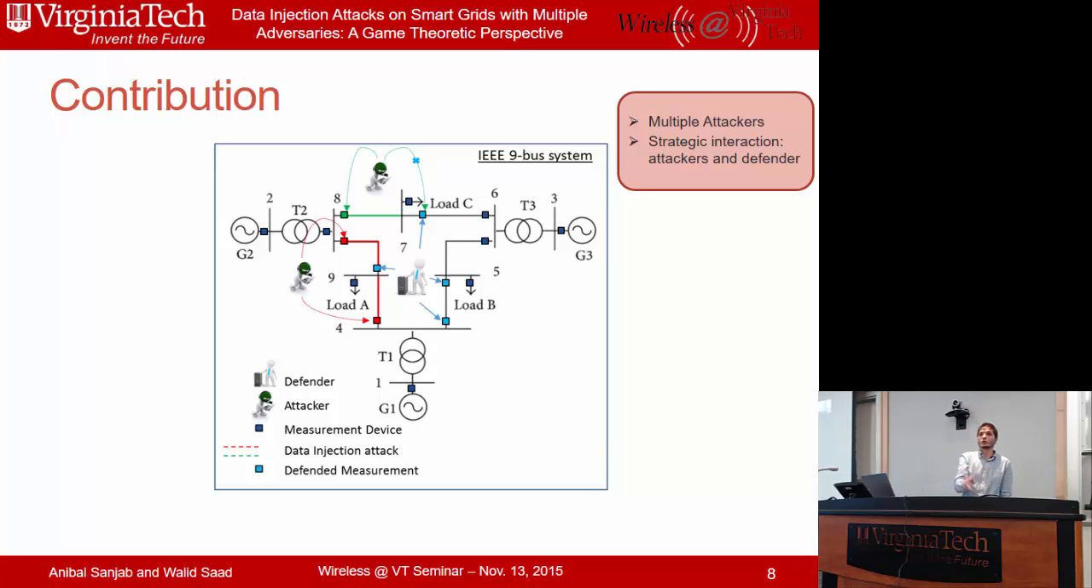This interaction can be conflicting on the one side, and on the other side can be complementary, but in any way it needs to be modeled, right? So our work mainly introduces a framework for analyzing the strategic interaction between multiple data injection attackers and a defender trying to defend that system.